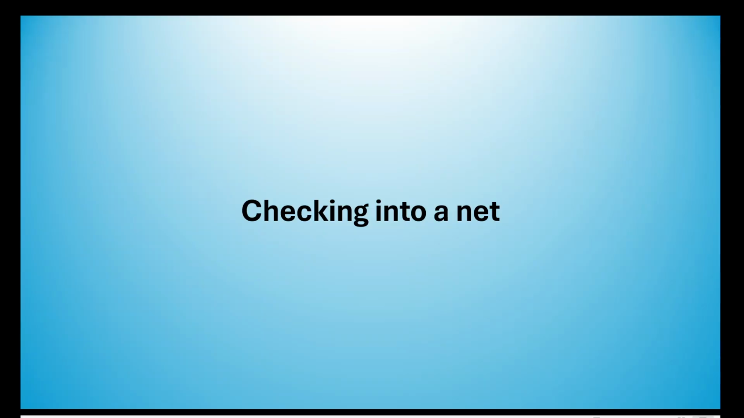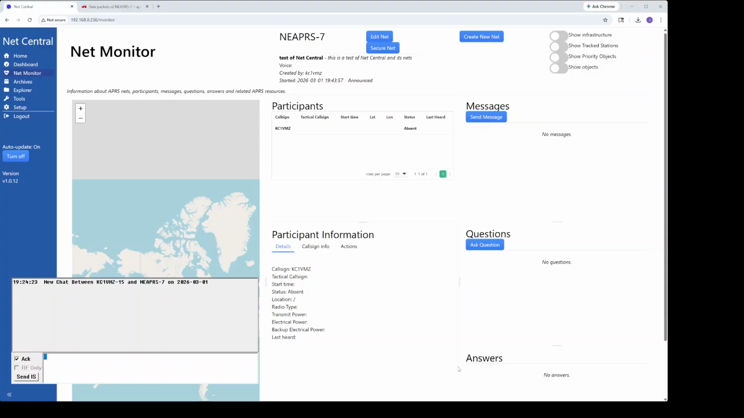Now let's see what it takes to check into a net. Here I am using APRS IS32 to send messages back and forth between the net. So I've chosen to send to NE APRS-7. To start with, I will check in. And when I check in and hit return, you'll see that you get a message saying that you have checked into the net, and you can send H for help.